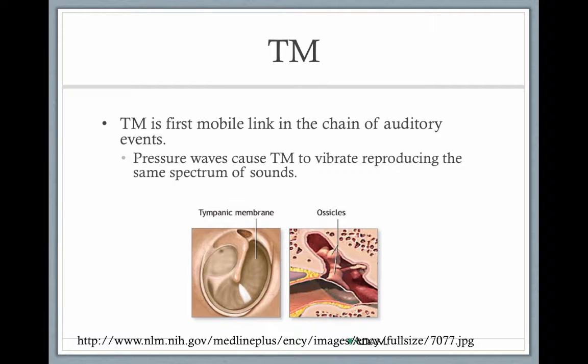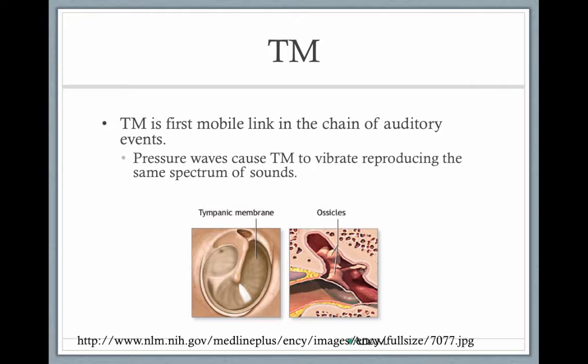The tympanic membrane is the first mobile link in a chain of auditory events. Pressure waves cause the tympanic membrane to vibrate, reproducing the same spectrum of sounds as the compression wave. And as you can see, the tympanic membrane is up on a bit of an angle. The compression waves bounce off the tympanic membrane based on different frequencies and intensities in the environment. And that sets in motion a chain reaction with the ossicles, which are the 3 smallest bones in your body.